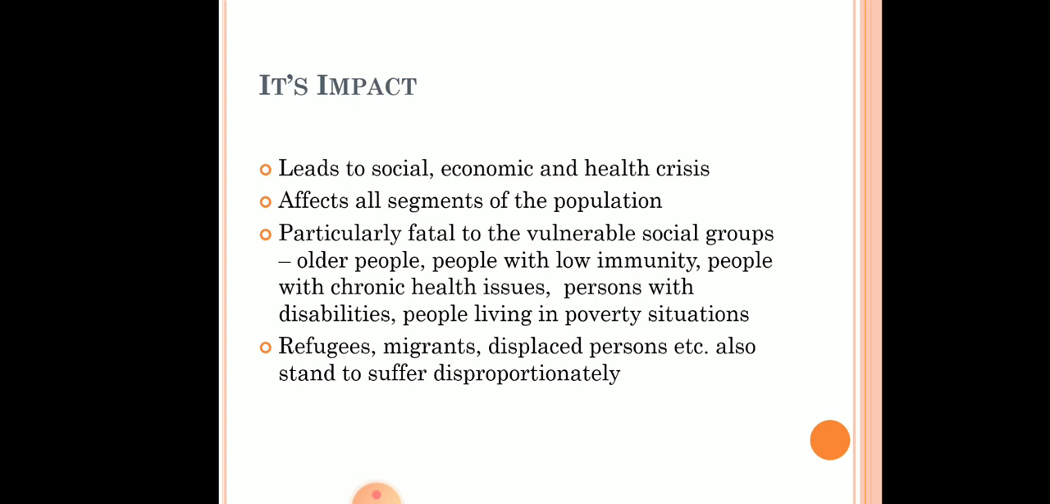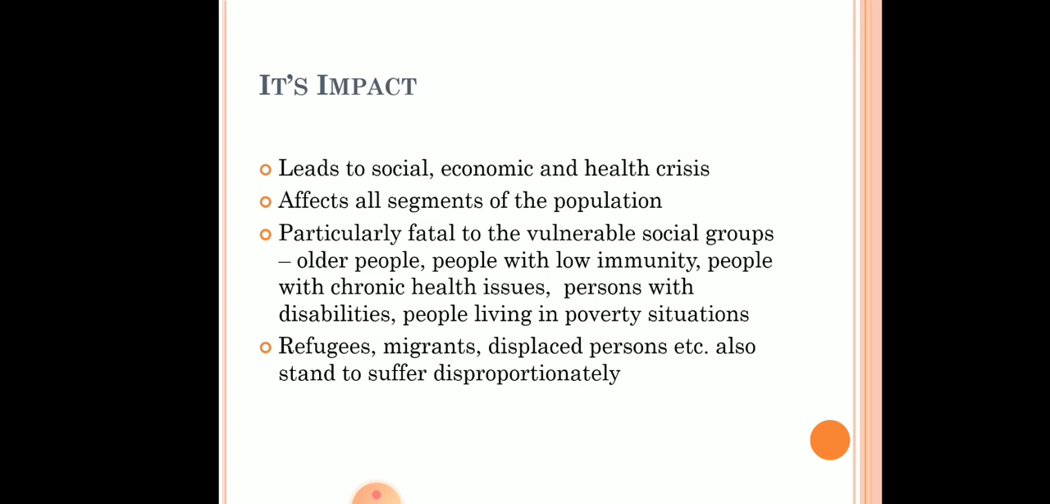But in certain social groups, it can prove fatal. It can be very dangerous to certain vulnerable social groups like older people. Older people may get fatally affected. It can always lead to their death. And then people with low immunity may also get fatally attacked. And then people with chronic health issues, persons with disabilities, and people living in poverty. These are the social groups who are so vulnerable and who may suffer fatal consequences because of COVID-19.